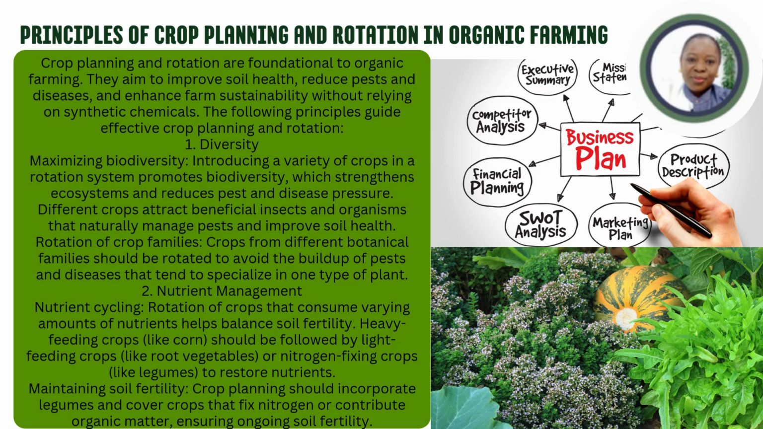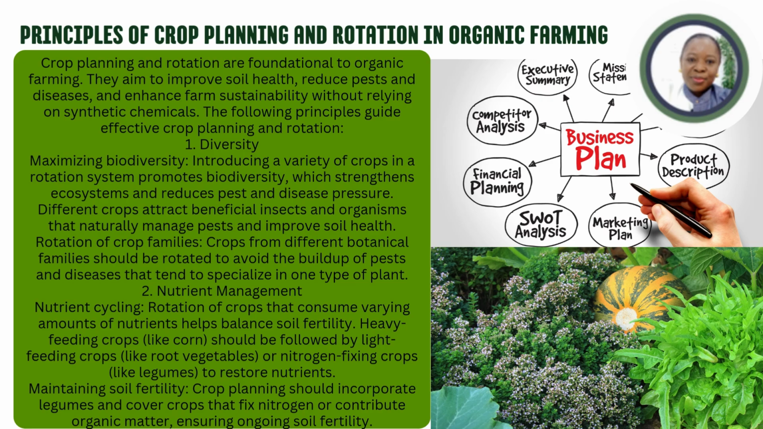1. Diversity. Maximizing biodiversity. Introducing a variety of crops in a rotational system promotes biodiversity, which strengthens ecosystems and reduces pest and disease pressure. Different crops attract beneficial insects and organisms that naturally manage pests and improve soil health. Rotation of crop families. Crops from different botanical families should be rotated to avoid the buildup of pests and diseases that tend to specialize in one type of plant.